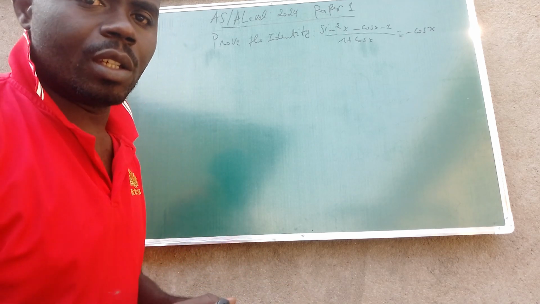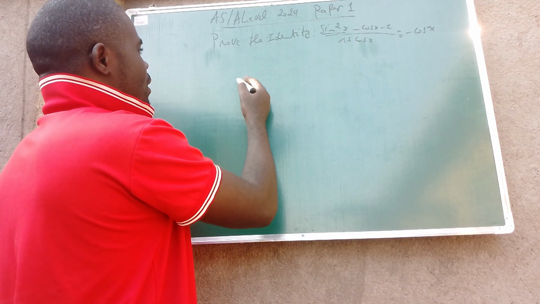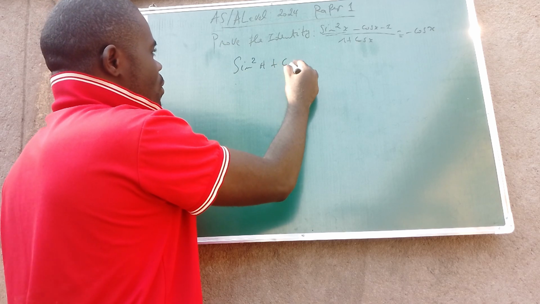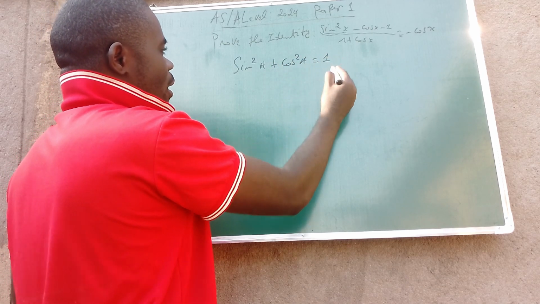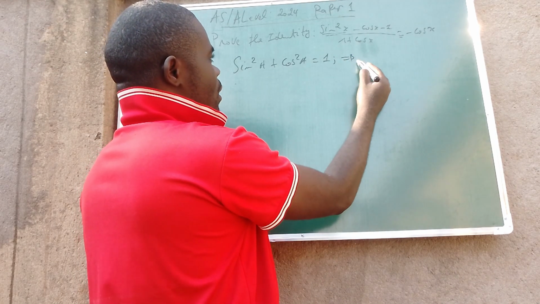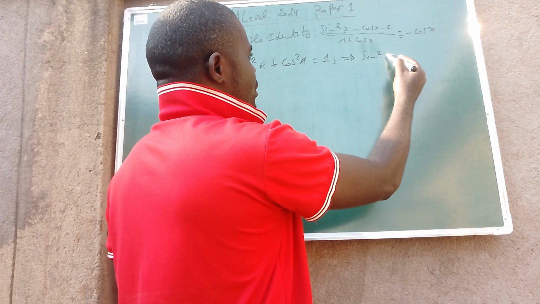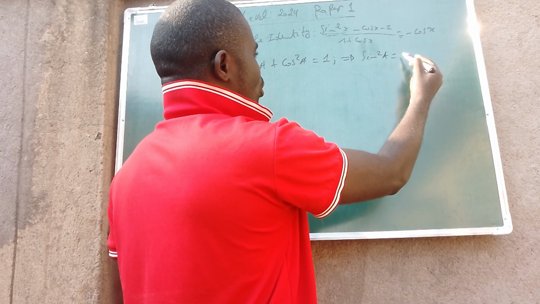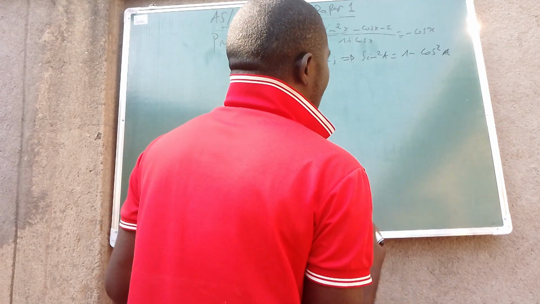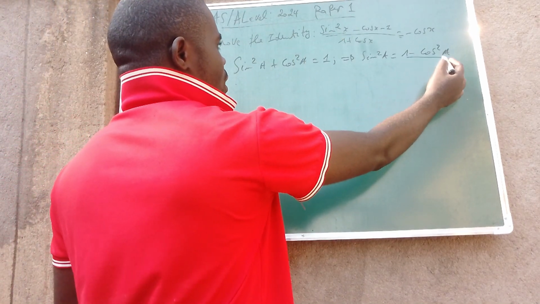Let's try this identity. So we know that when you are trying to prove, we know that sine square of a given angle plus cosine square of a given angle is equal to 1. So this implies that sine square of any given angle is equal to 1 minus cosine square of an angle. So in this one we are going to substitute this.